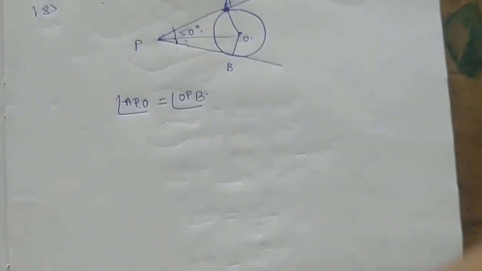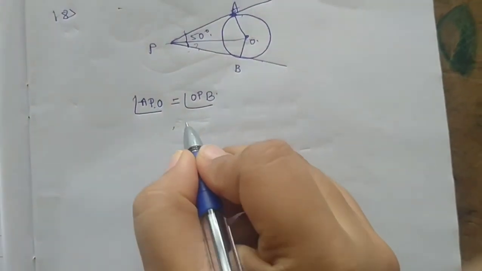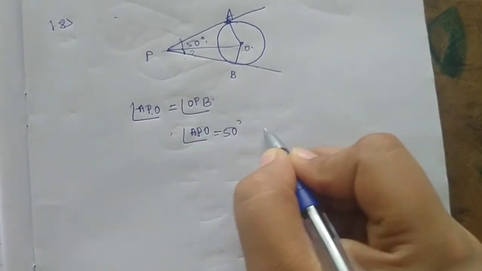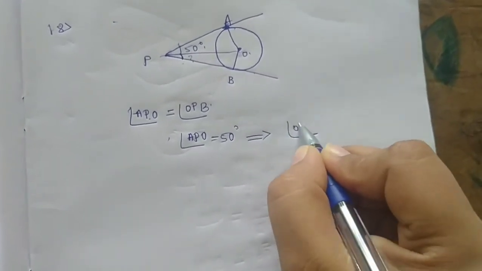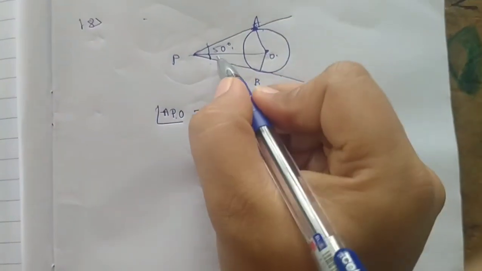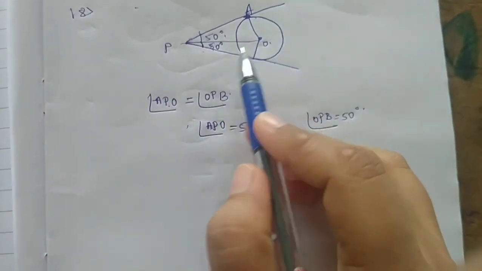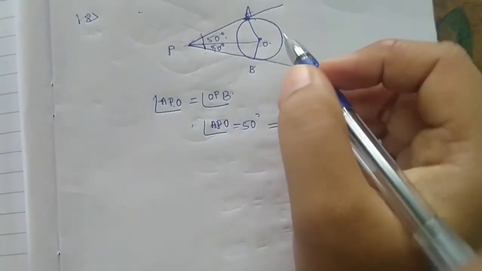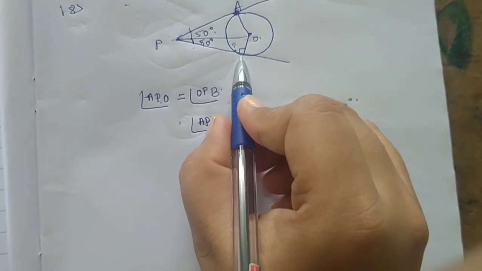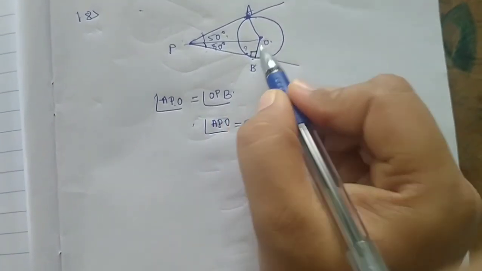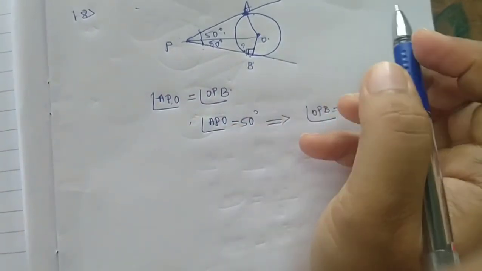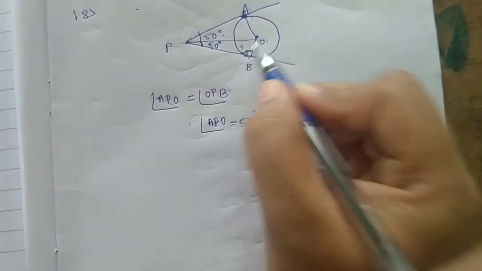Already we know the value of angle APO. We know that angle APO equals 50 degrees. So this implies angle OPB is also equal to 50 degrees. So angle OPB is 50 degrees now. This angle is always equal to 90 degrees, because the angle between the radius and the tangent is always perpendicular. So this angle is 90 degrees now.